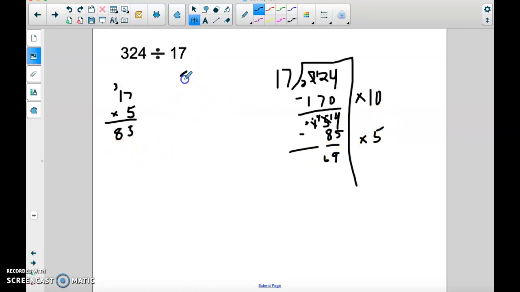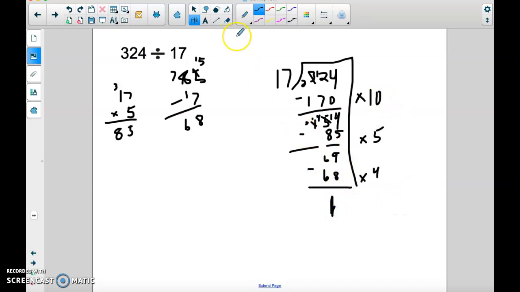So, I wonder if I did 85 minus 17. Make that 15. Make this a 7. 8. 68. That's really close. Okay. So that was that. That would be times 4. Got me 68. Subtract. I get 1 as my remainder.